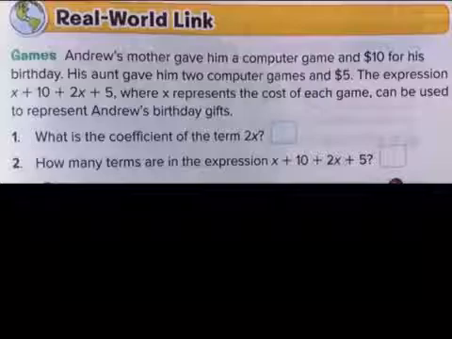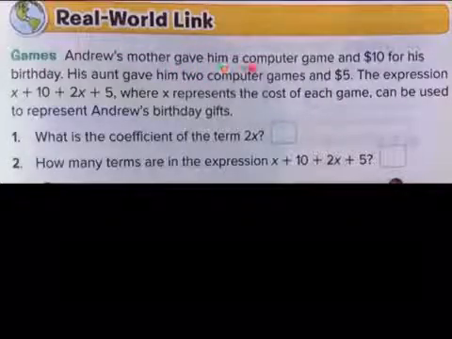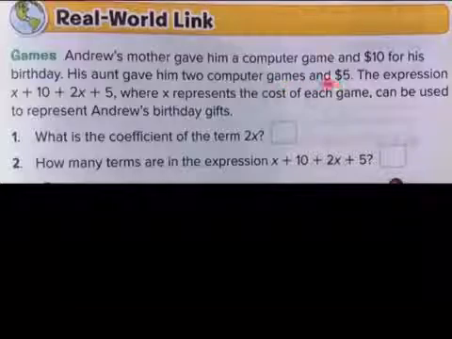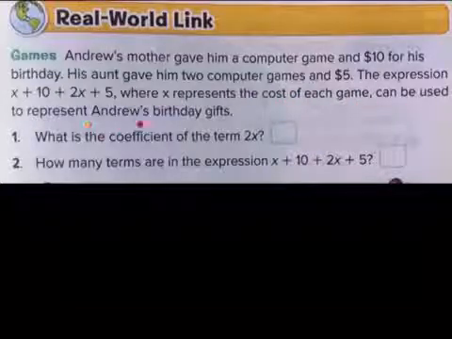How does this apply to the real world? Let's look at games. Andrew's mother gave him a computer game and $10 for his birthday. His aunt gave him 2 computer games and $5. Wow, lucky kid. The expression x plus 10 plus 2x plus 5, where x represents the cost of each game, can be used to represent Andrew's birthday gift. So we find the value of his gift.